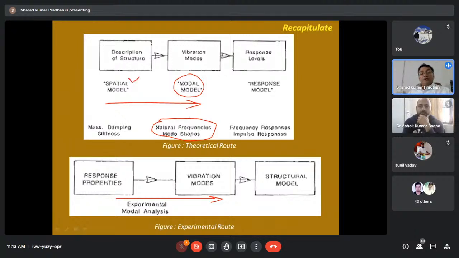This is called a spatial model. This is called a response model. Response model means FRFs. If it is frequency domain, they are called FRF. If it is time domain, they are called IRF. A spatial model means M, K, and damping C. And if they are single, you are writing like this. If they are multi, you are writing in matrix form, and you are making them capital. That is the normal notation in any literature.